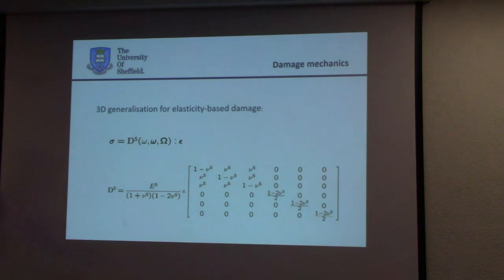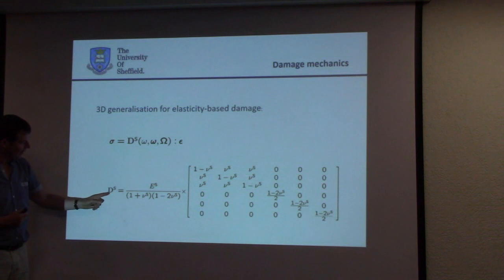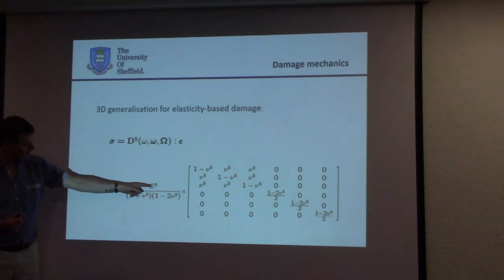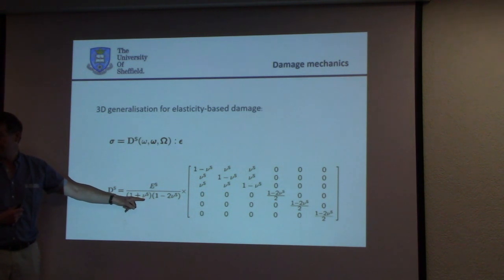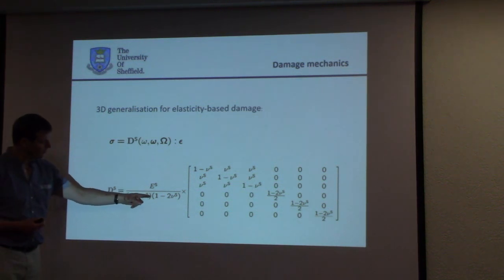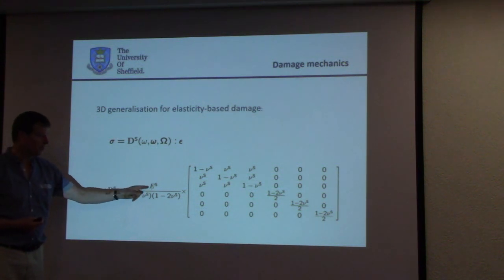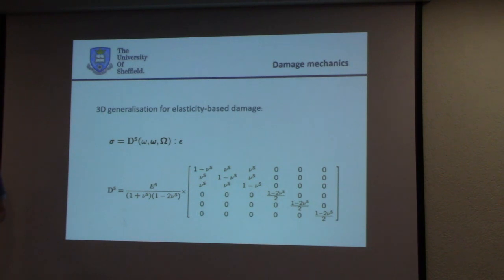So, in most cases, any damage model is a scalar-based damage model, and in that case, your secant stiffness depends on the degradation of Young's modulus and of Poisson's ratio. And in a further simplified version, usually it is assumed that Poisson's ratio doesn't change. So it's just Young's modulus which degrades.